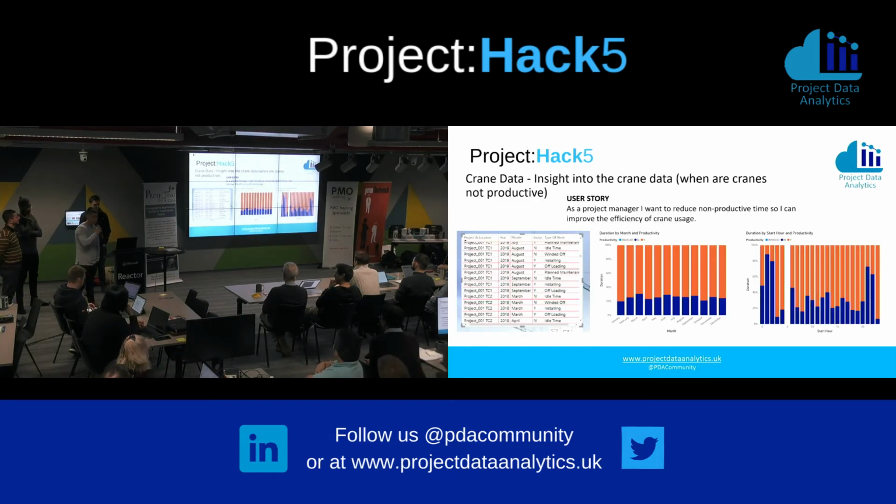So one of our user stories was, as a project manager, I want to reduce non-productive time so I can improve the efficiency of crane usage. So as the graph shows, 25% of each month is wasted on idle time when there's a fault with cranes and maintenance.